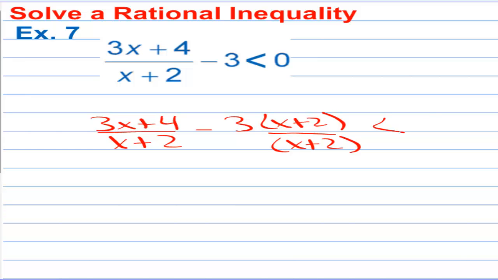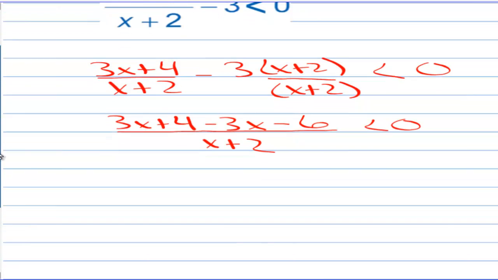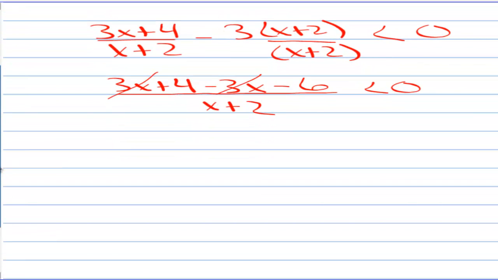We need to give this 3 the common denominator. We have 3x plus 4 minus 3x minus 6. That's the top. Now over x plus 2 is less than 0. 3x minus 3x is gone, so we have negative 2 over x plus 2 has to be less than 0.